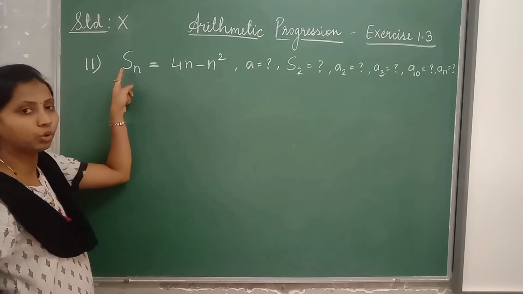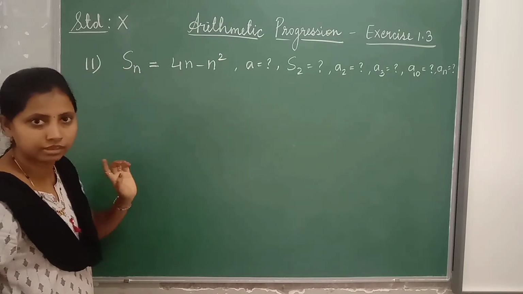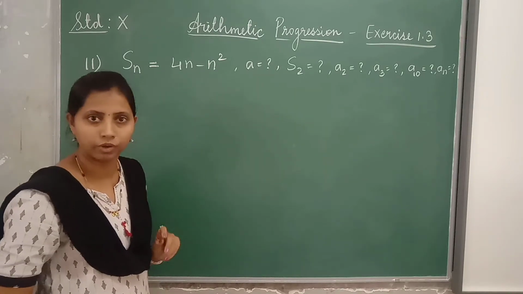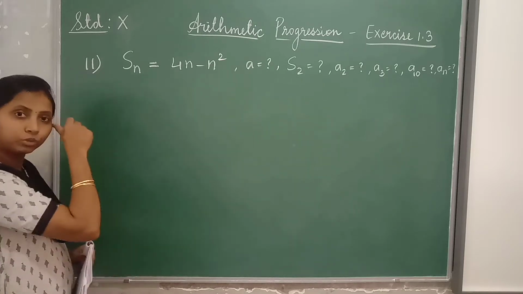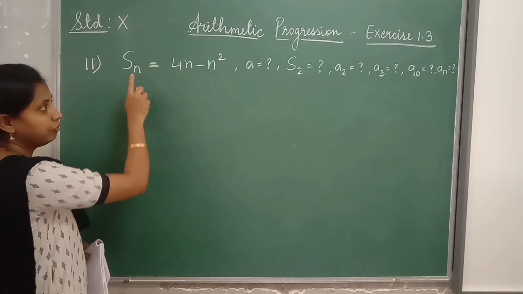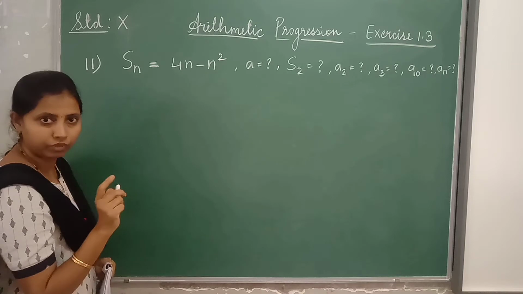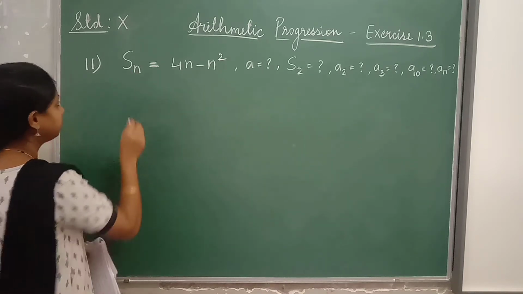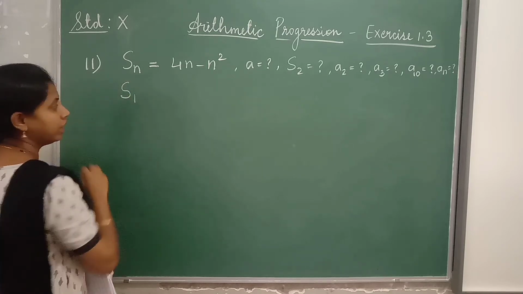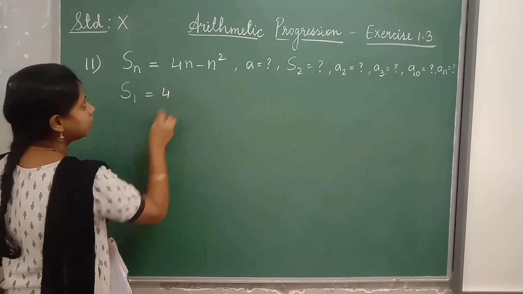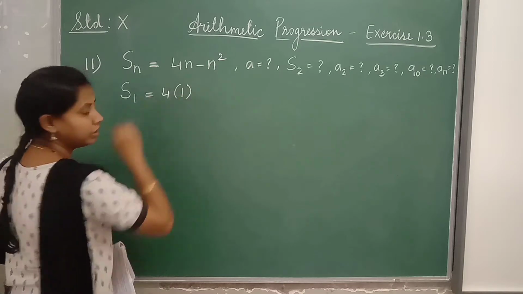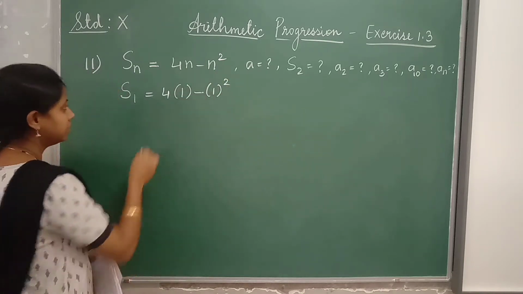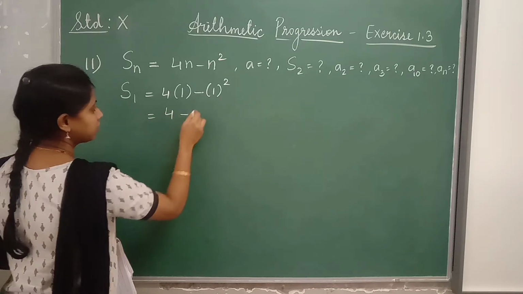So Sn, sum of n terms, is given like this. You have to find the first term, sum of the second terms and so on. Okay, so now here you have to substitute. If you want now the first term, substitute in place of n 1. So S1 is equals to 4n, n is nothing but 1 you have to substitute, minus n is again 1 square. Simplify, you will get 4 minus 1 square is 1.